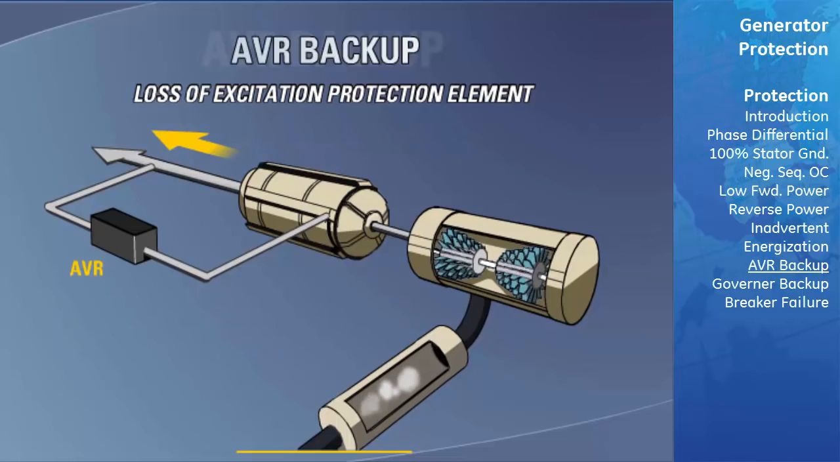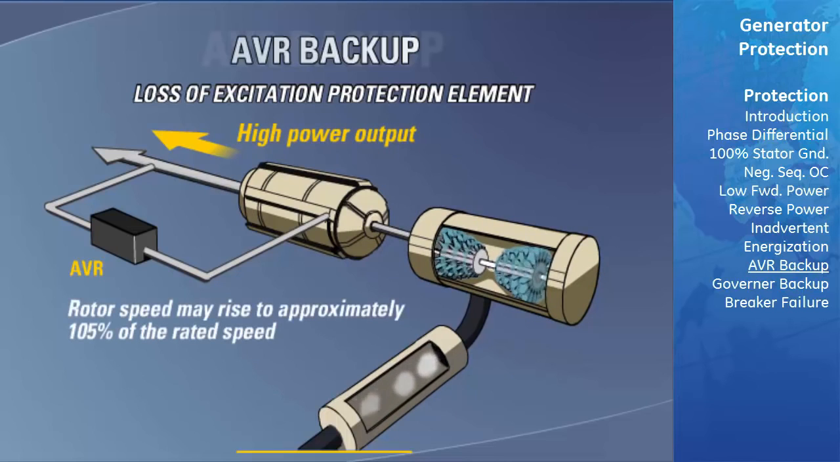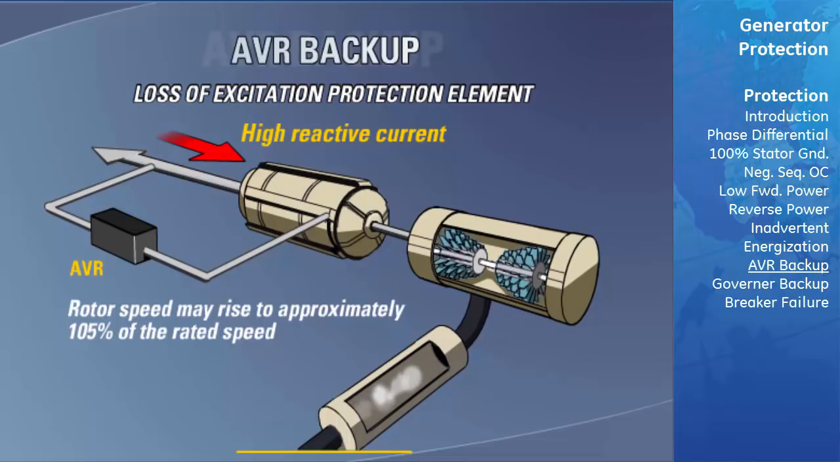If loss of excitation occurs when the generator is operating at high power output, the rotor speed may rise to approximately 105% of the rated speed. In such a situation, it would draw a high reactive current from the power system. In this case, a rapid automatic trip is required to protect the stator windings and rotor.